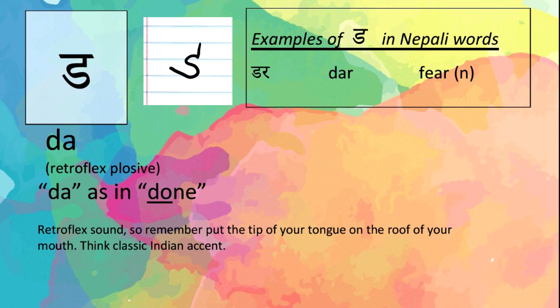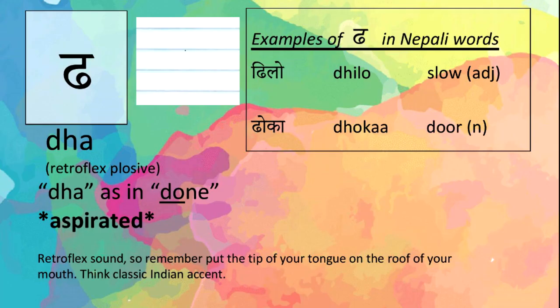Now we have da, a retroflex d sound, da as in done. An example of da is dar, which means fear. After da, we have dha, the aspirated version of the previous letter. Examples of dha are dilo and doka. Dilo means slow, and doka means door.